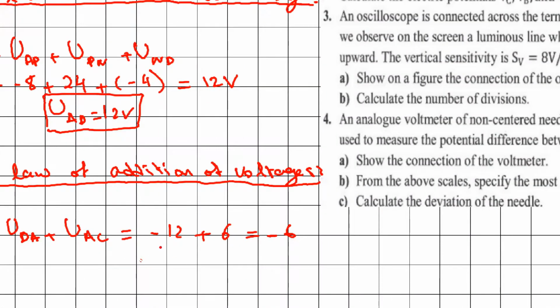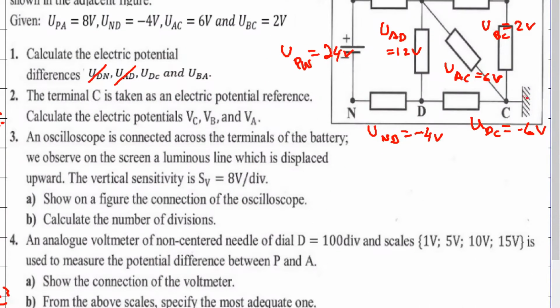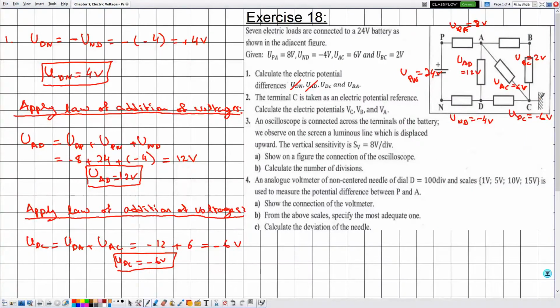Since this is expressed in volts and this is in volts, the value of UDC will be expressed in volts. Then UDC is equal to minus 6 volts. Notice here just a side remark, UDC is negative, which means that UCD is positive, which means that the potential at the point C is greater than the potential at the point D, which verifies that the electric current, in this case if we are being asked about the direction of electric current, will be from point C to D because C is higher potential compared to D. So we are done with UDC.